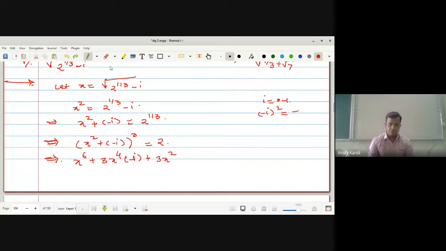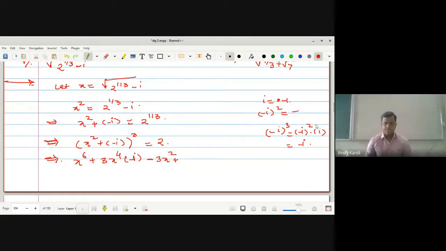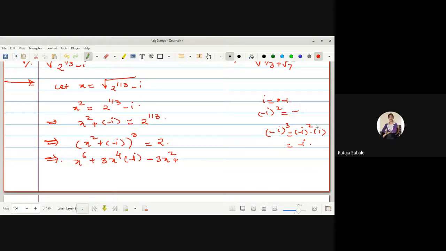Then what will come here? Minus 3x square. Okay, plus b cube. Plus, what is b cube? Minus I cube. This is equal to minus I square into I. This one is minus I. Is it correct? Yes, sir. Minus I, minus I.